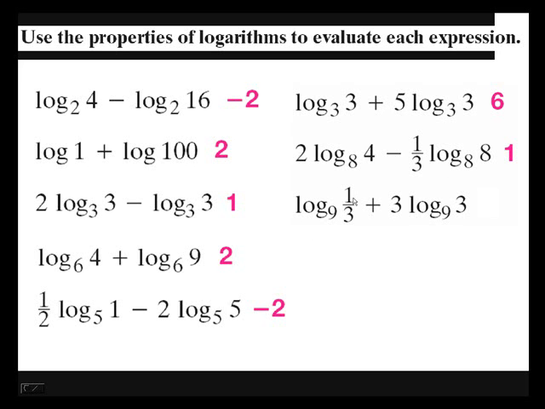9 to the what is 1/3, that would be negative 1/2. And 9 to the what is 27, that's a tough one. So let's go back and try this. 1/3 times 27 is 9. That's 9 to the what is 9, that's 1.